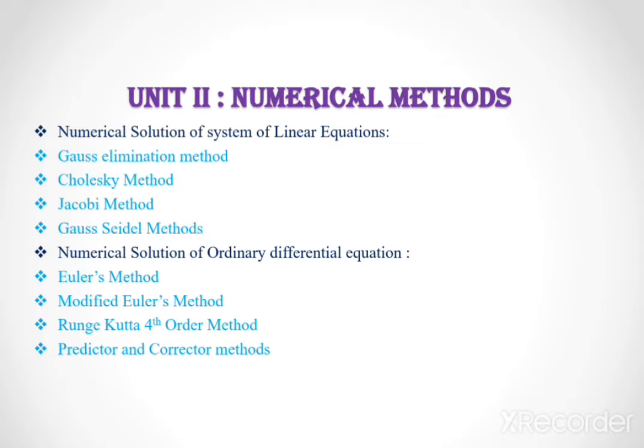Unit 2 is numerical methods. There are two important parts in this unit. First is numerical solution of system of linear equations and second is numerical solution of ordinary differential equations. In the first part, 4 methods are given to find the solution of system of linear equations using numerical methods. The methods are Gauss elimination method, Cholesky method, Jacobi method and Gauss-Seidel method. The second part also has 4 methods: Euler's method, modified Euler's method, Runge-Kutta fourth order method, and predictor-corrector method.